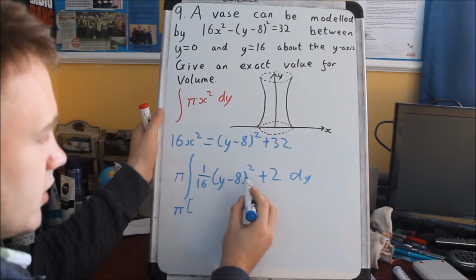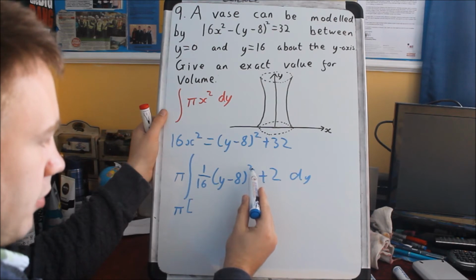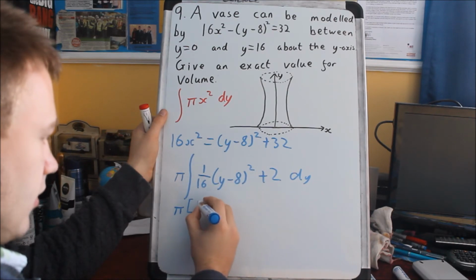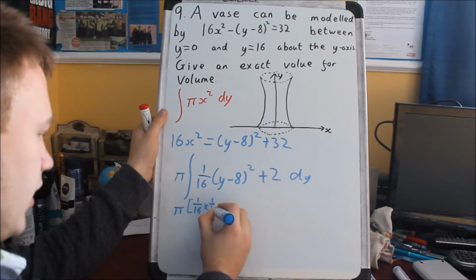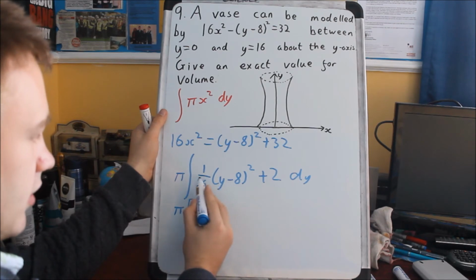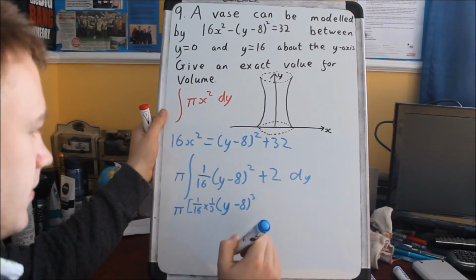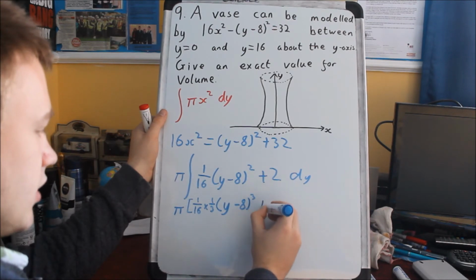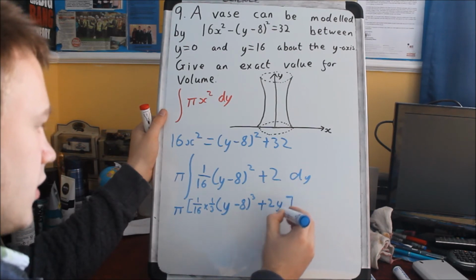So to integrate this, we do what we normally did back in Core 1 and Core 2. We add 1 to the power to become 3 and divide by it. So we've got a 16th, but now it's times by this third because we're dividing it by 3. So that's the same as times the coefficient by a third of (y minus 8) cubed. So that's now been integrated. There were no jazzy rules, and the 2 again just becomes 2y. Okay, so we're integrating that.